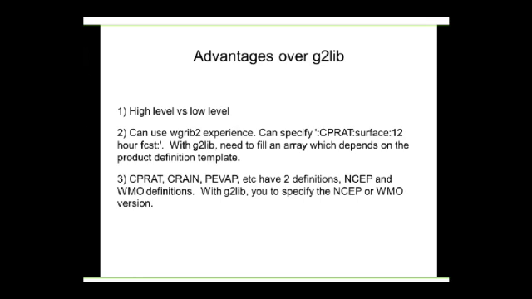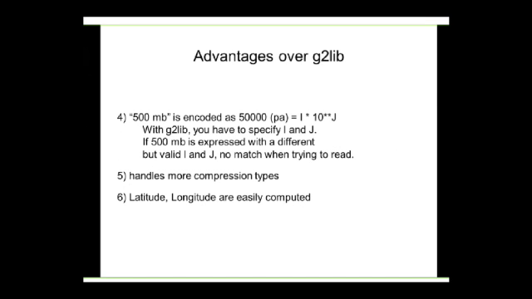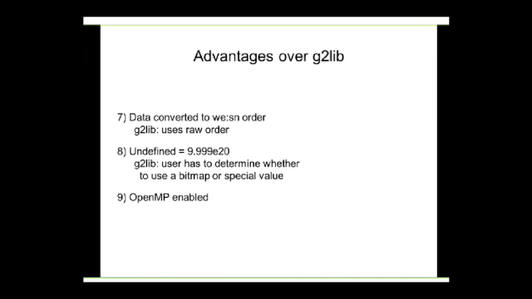Go on. Okay, variable height is encoded as an integer times a power of 10. There is more than one way to encode 500 millibars, or 50,000 pascals. However, if you choose the wrong one, it won't match. Okay, it handles more compression types, and it computes longitudes easily. Go ahead. Data is converted to a west, east, south order. grib2 can do any. We'll use raw order, so you have to check the file.